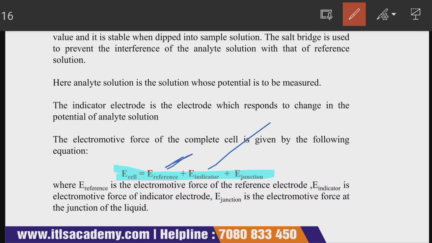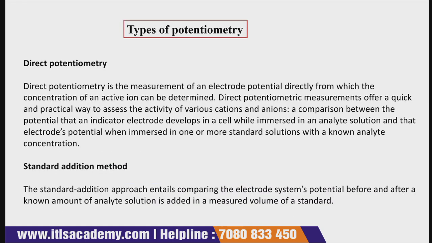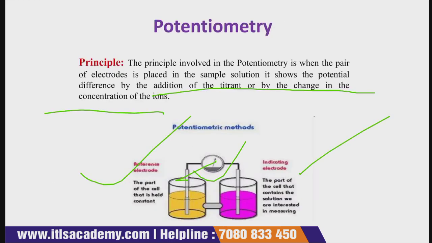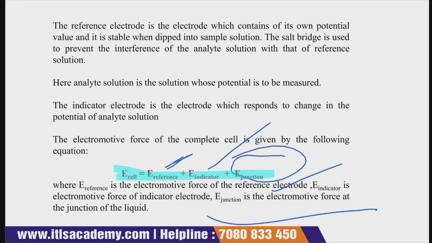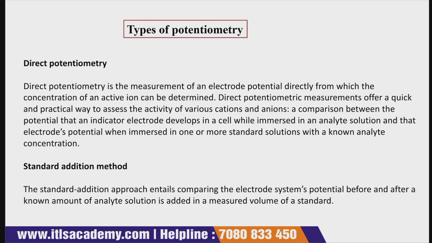whereas E indicator is the electromotive force of the indicator electrode. Now what is E junction? This is the new term to understand. E junction is the electromotive force at the junction of the liquid. Okay, so this is the equation. You have to understand that the electromotive force of the complete cell is given by this equation.